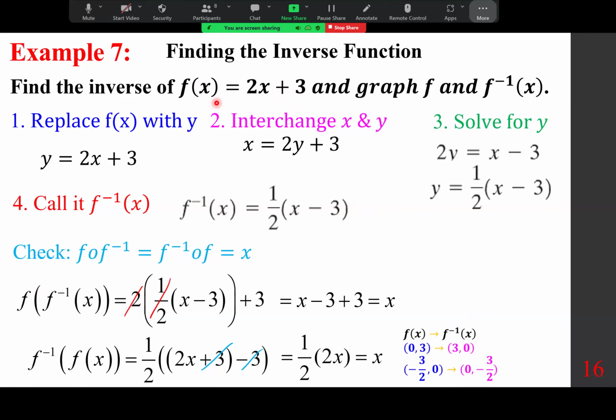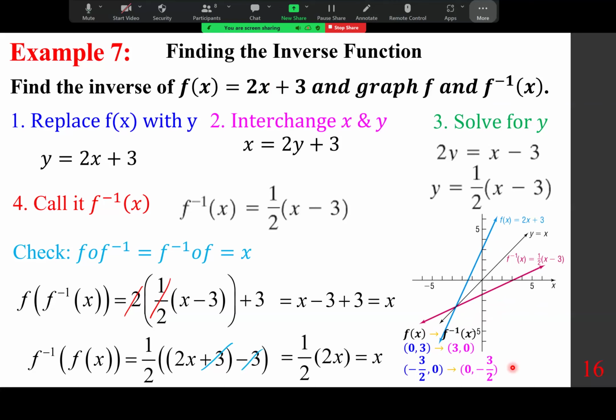For this one, if you set this one equal to 0, x becomes negative 3/2. So negative 3/2, 0 is the x-intercept of f of x. So 0, negative 3/2 is the y-intercept of its inverse. And I'm going to assume everybody can graph them easily.